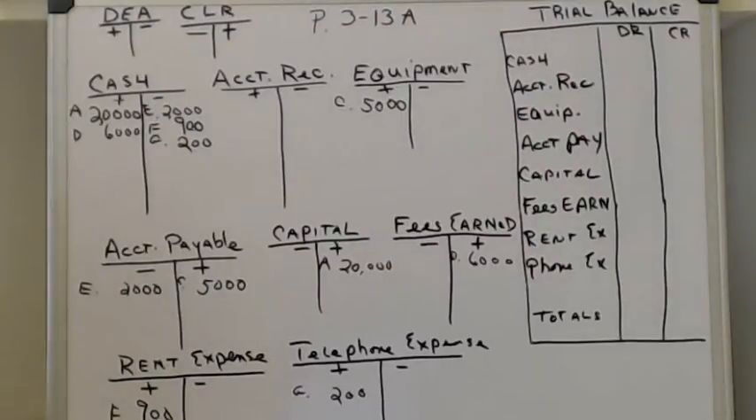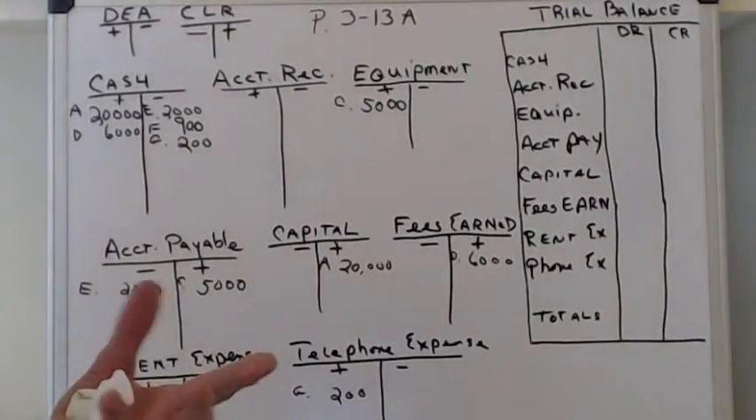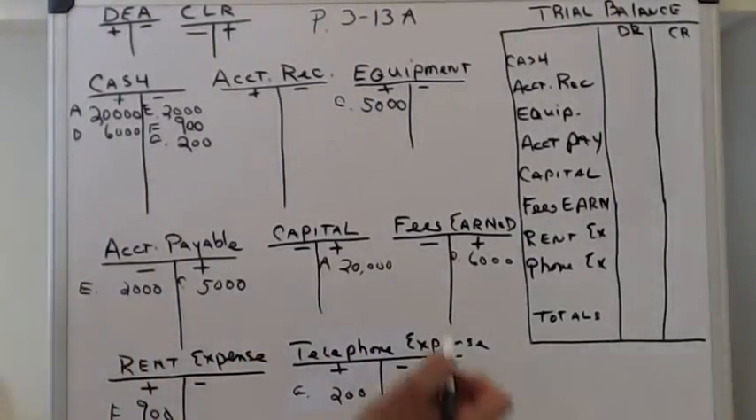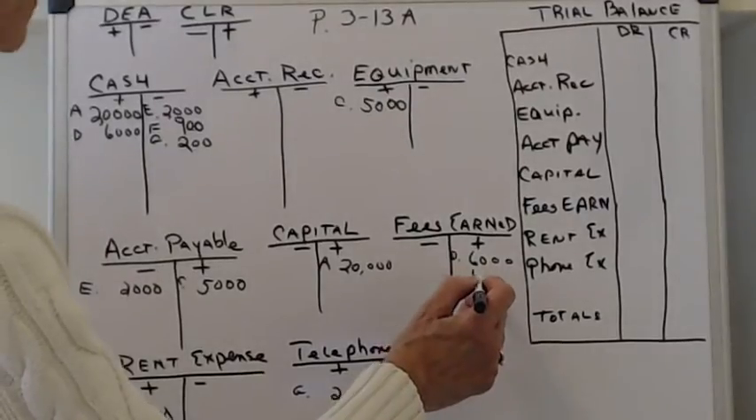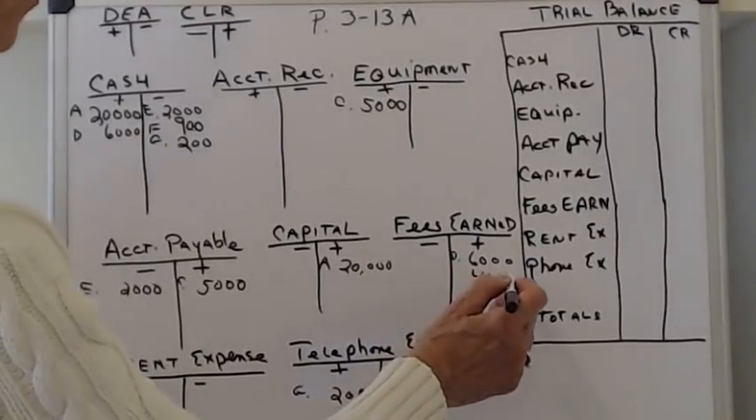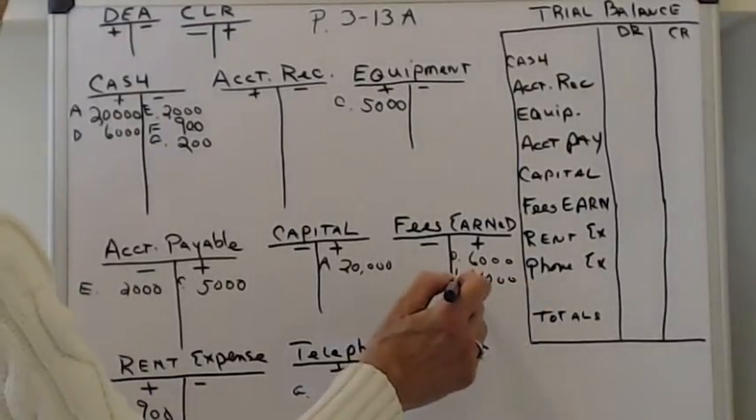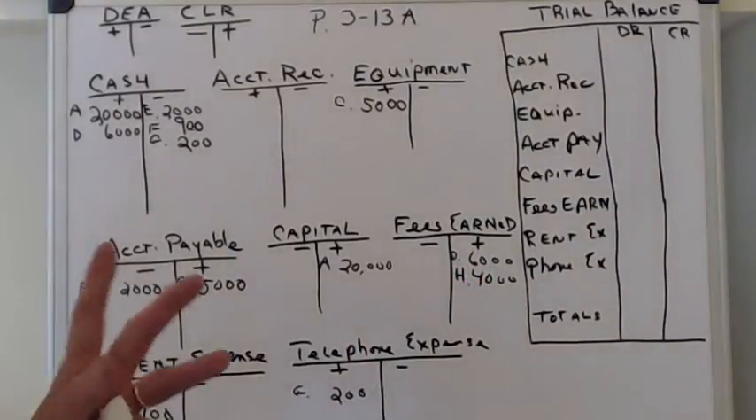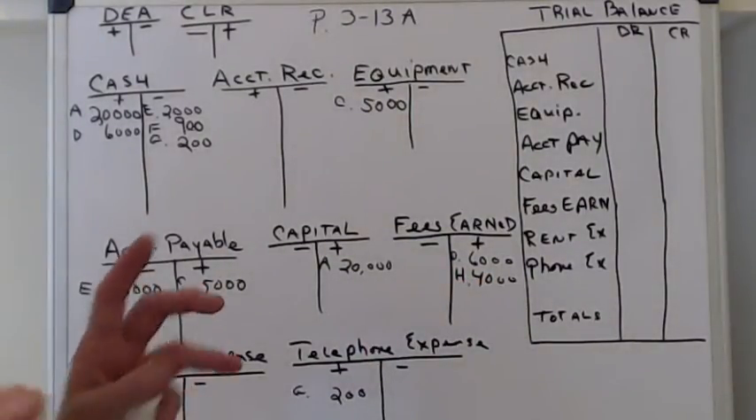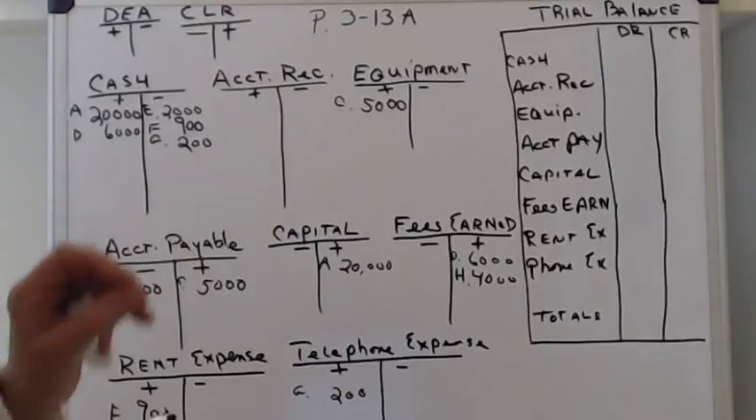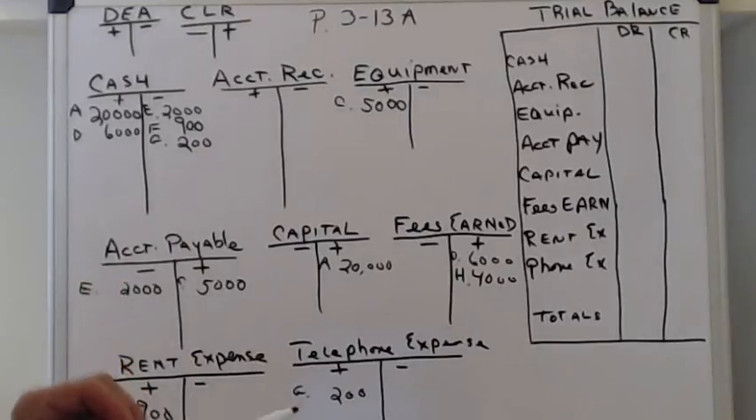Then we're going to go to H. He earned some more money, $4,000. He did some more landscaping work. He earned $4,000, so I'm going to go to fees earned and put in $4,000, but he didn't get paid yet. Those people charged it. He earned it on account.